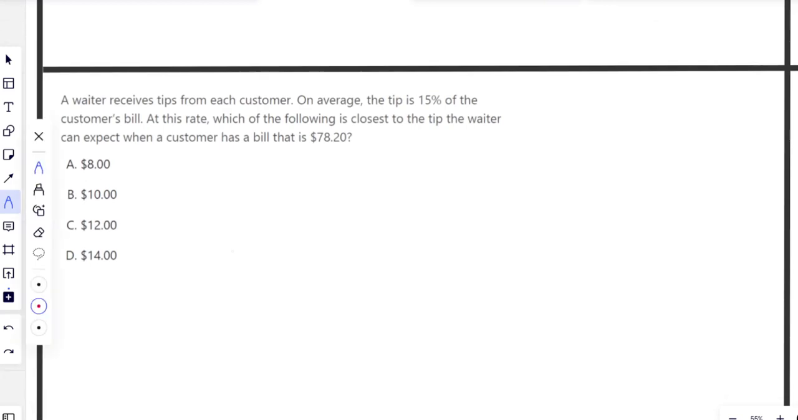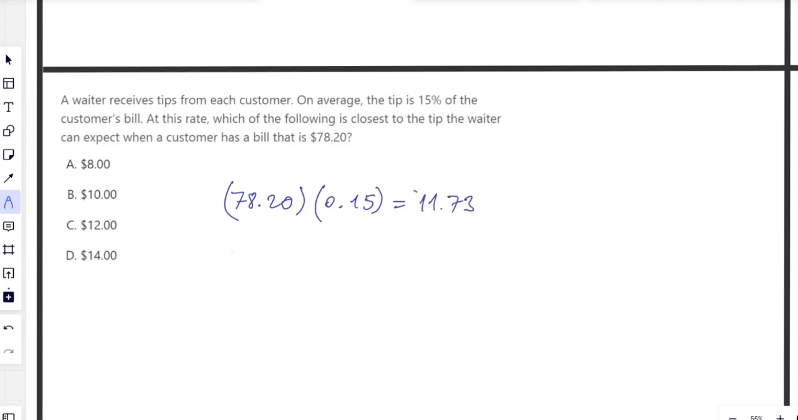A waiter receives tips from each customer. On average, the tip is 15% of the customer's bill. At this rate, which of the following is closest to the tip the waiter can expect when a customer has a bill that is $78.20? Well, let's see, $78.20. To get the tip amount, we just need to multiply by 15%, and that's 0.15. So I'm sure you guys can calculate this out. That would give us $11.73. That's not one of the answer choices, but the closest one is $12.